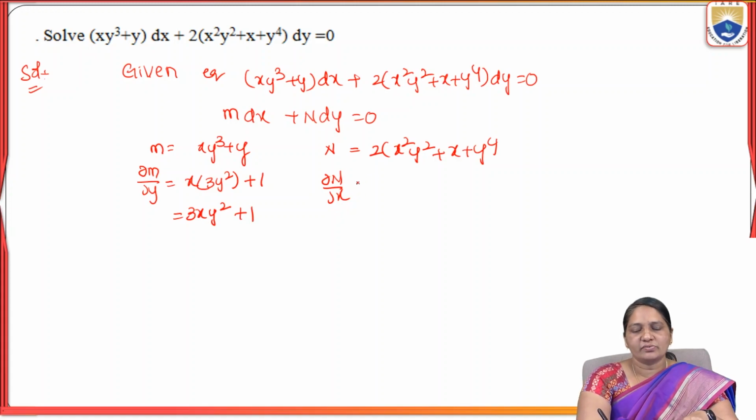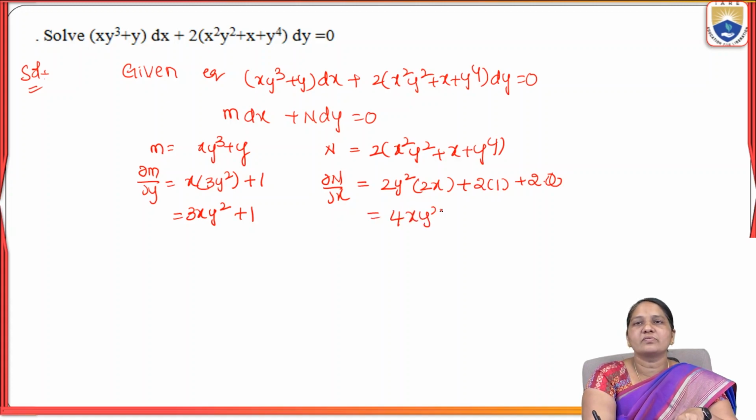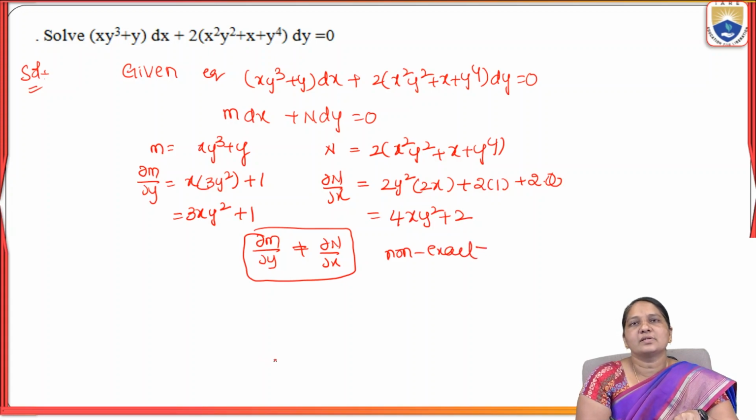And here dou N by dou x. What is dou N by dou x? So 2 into here. When you are differentiating with respect to x, y is constant. So 2y square is constant, the derivative of x square is 2x. Plus here we have 2 and the derivative of x is 1. Plus here we have 2 and y is also constant, so this will be 0. So finally we are getting 4xy square plus 2. So here dou M by dou y is not equal to dou N by dou x. That means this is not an exact differential equation. This is a non-exact differential equation.